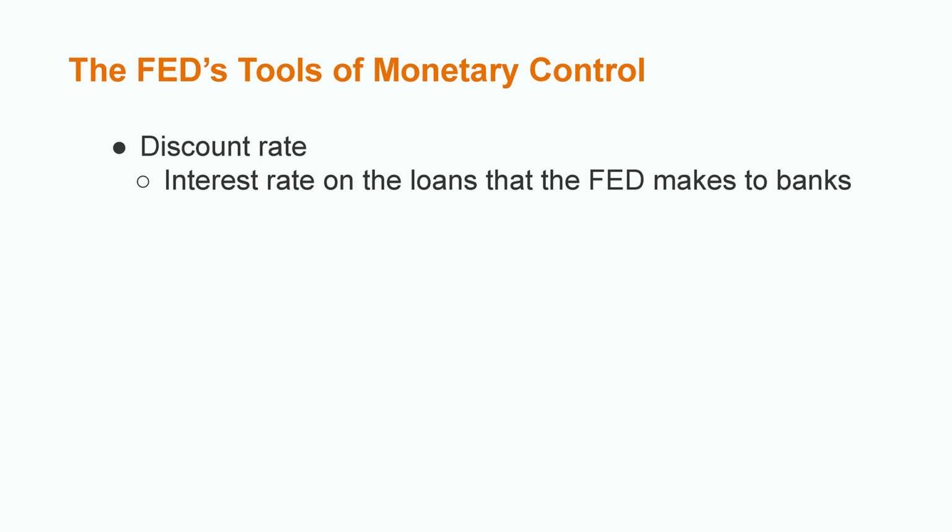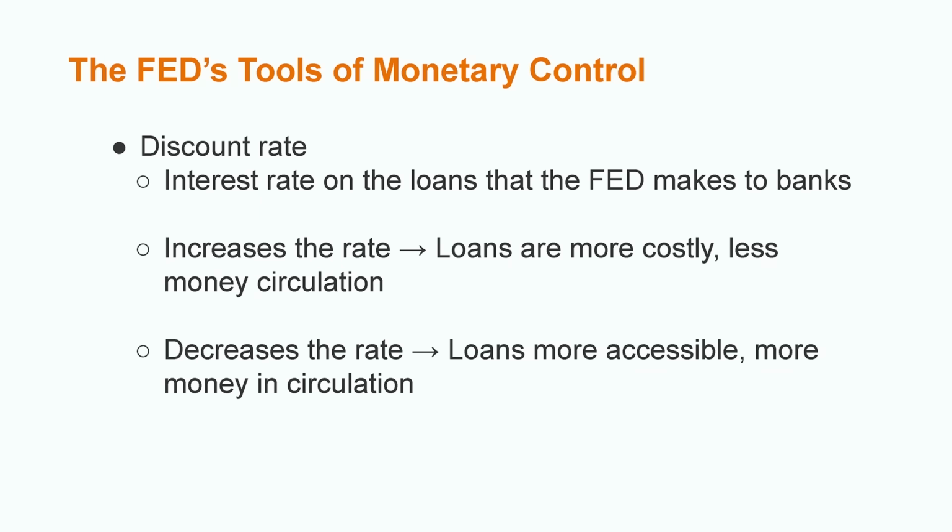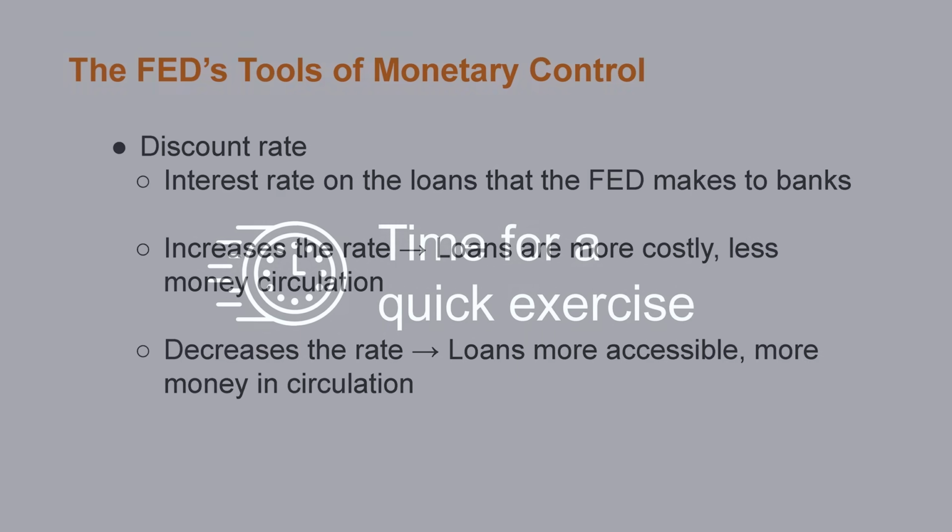The third tool is the discount rate, which stands for the interest rate on the loans that the Fed makes to banks. If the Fed increases this rate, it means that it will be more costly for banks to ask for loans from the Fed, which means there will be less liquidity and money will circulate slower. On the other hand, if the rate decreases, it means money is more accessible for banks and there are more chances of increasing its circulation.